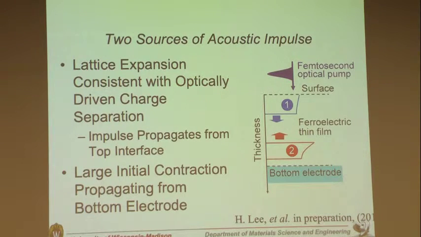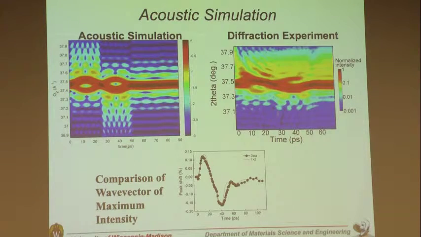All right. In this particular system, there are two things that are happening. I have some big words here. You have an impulse that propagates from the top surface, and you have a contraction that propagates from the bottom electrode. The bottom electrode's down here. It is like a metal, and so it absorbs very, very strongly, and it expands very fast. It pushes on the film, and it launches an acoustic pulse that goes up. Then, whatever the optical pulse is doing to the ferroelectric is expanding a narrow range near the surface, and that acoustic pulse propagates down.